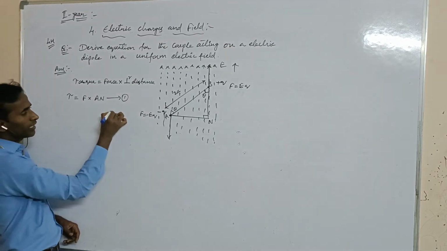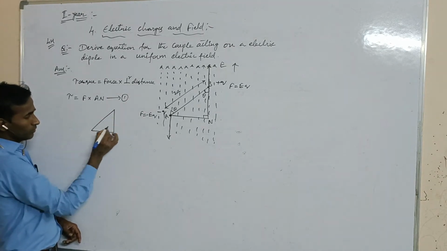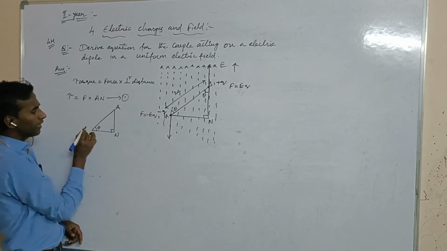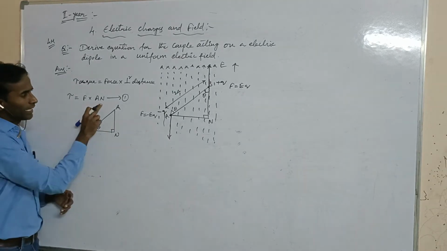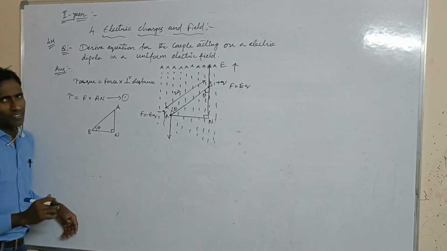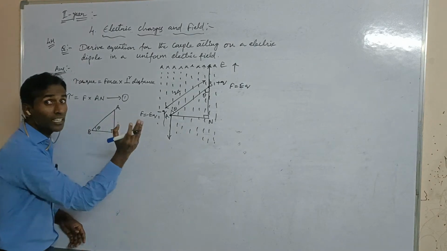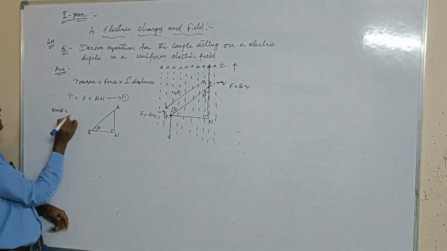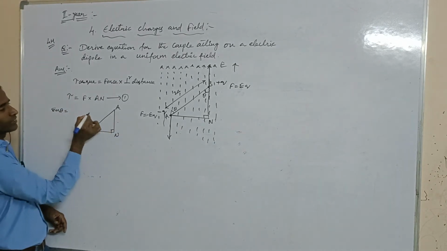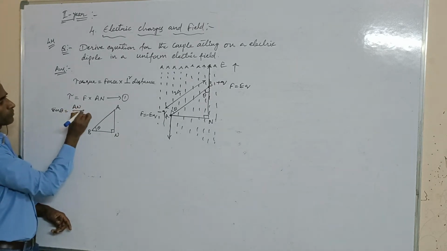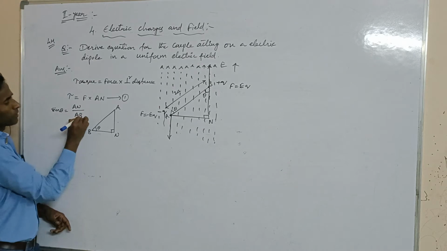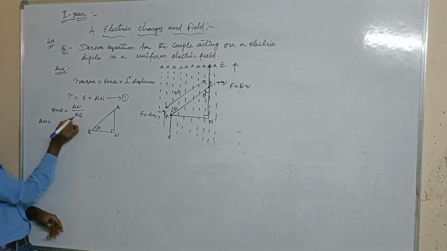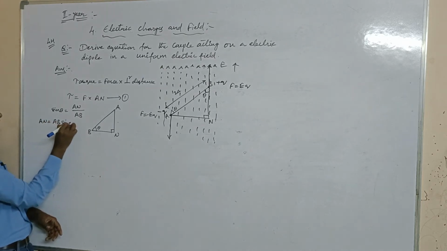So now we have to take the triangle ANB. This is the small angle theta, and this is A, and this is B. From this, AN is the opposite side. When we take the angle theta, the opposite side is AN. So we can take sine theta is equal to opposite by hypotenuse, that is AN by AB, the hypotenuse. Then AN is equal to AB sin theta.